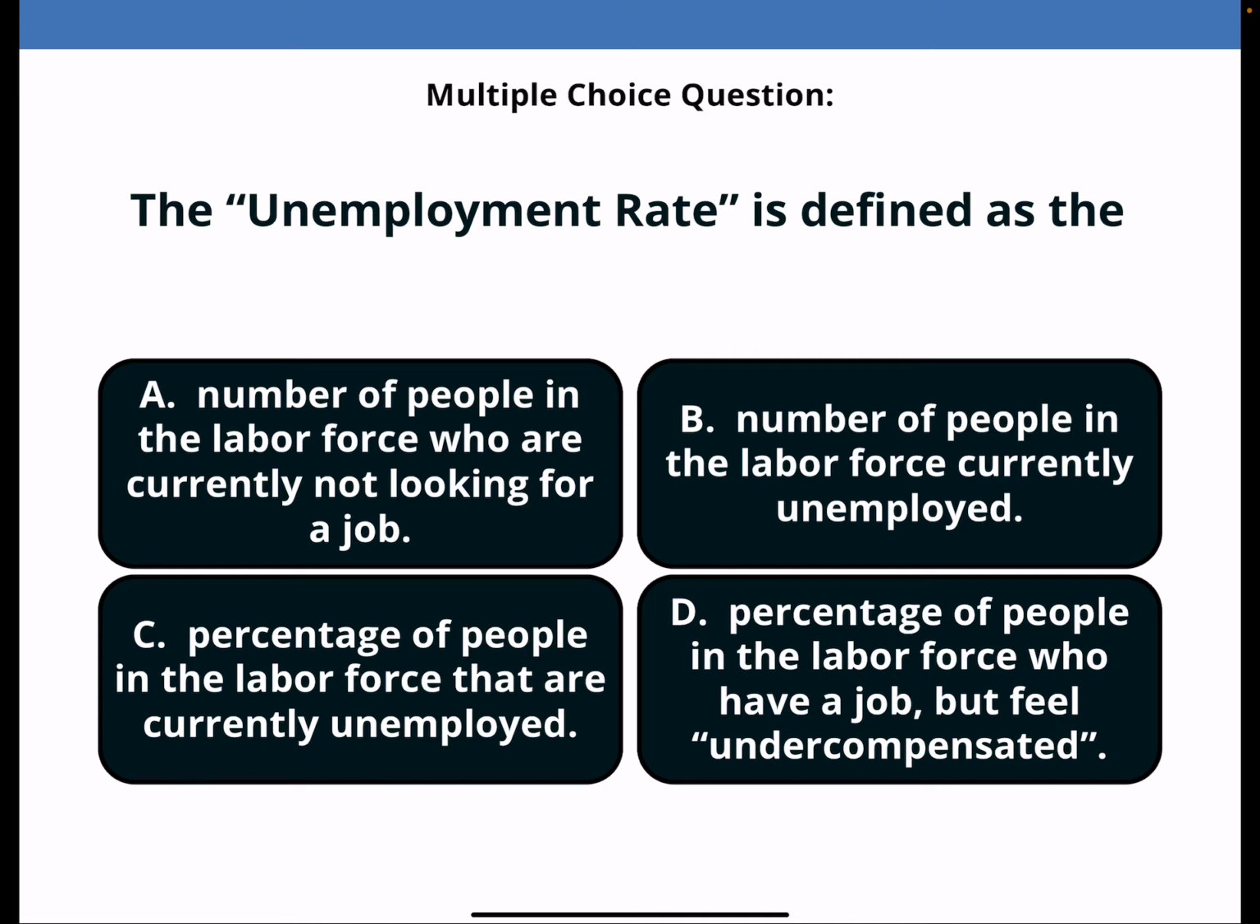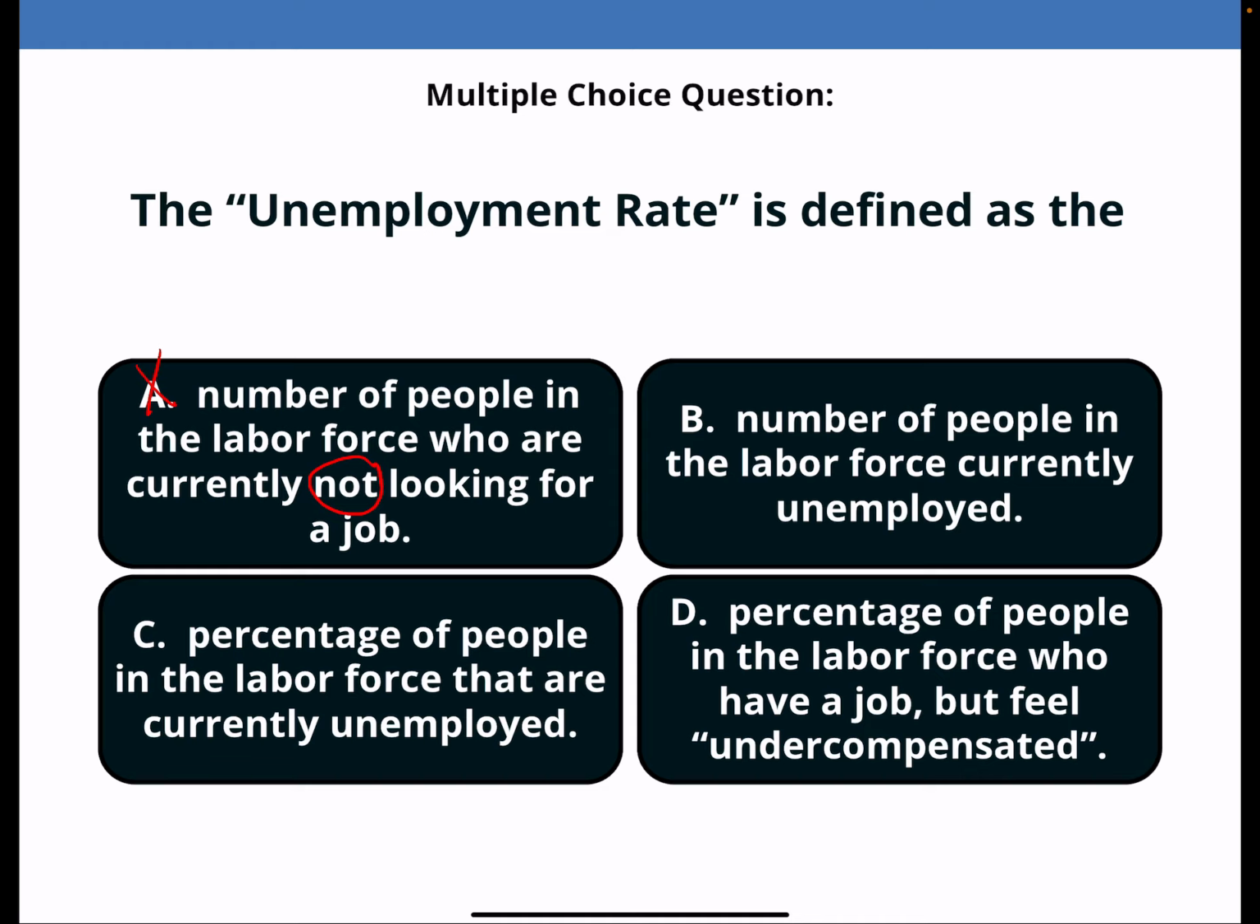So first, how do we define the unemployment rate? A, number of people in the labor force who are currently not looking for a job. Hey, if you're not looking for a job, guess what? You are not part of unemployment. So we know that's not right. B, number of people in the labor force currently unemployed. Now that kind of sounds right-ish.